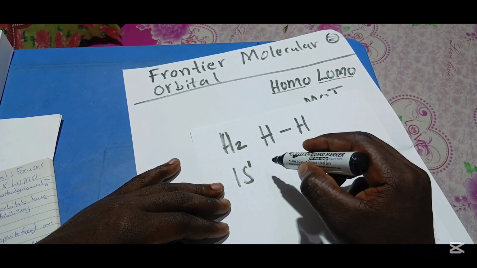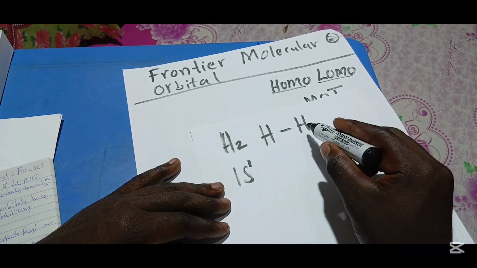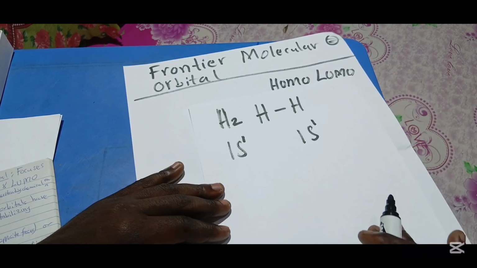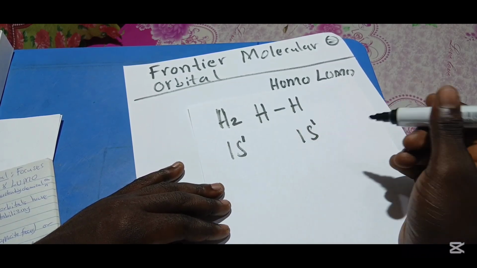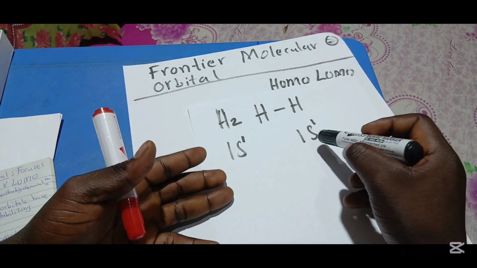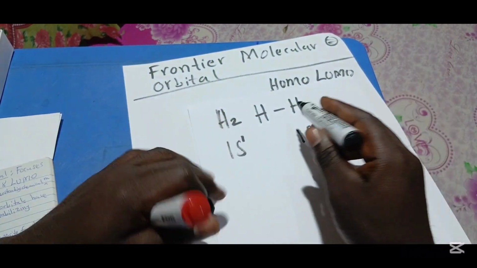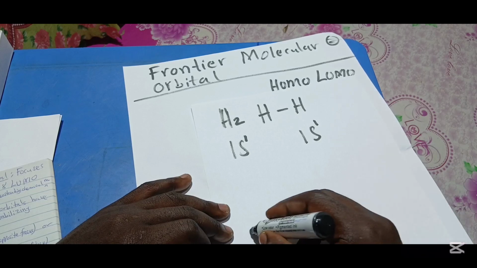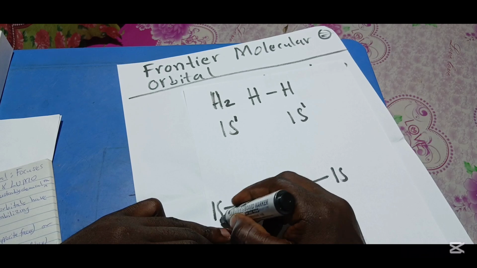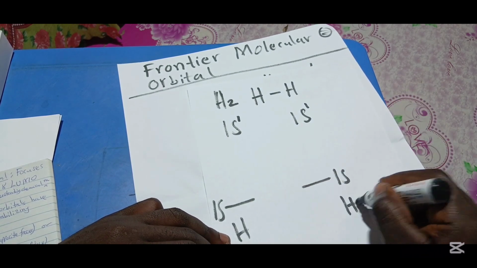So at the end of the day, this hydrogen brought one electron from its 1s orbital, and this one also brought one from its 1s orbital. If we are to draw the molecular orbital diagram for this, what we have to know is that according to molecular orbital theory, molecular orbitals are formed by linear overlap of two atomic orbitals or more. So we have a hydrogen here and one hydrogen here, each with a 1s orbital.